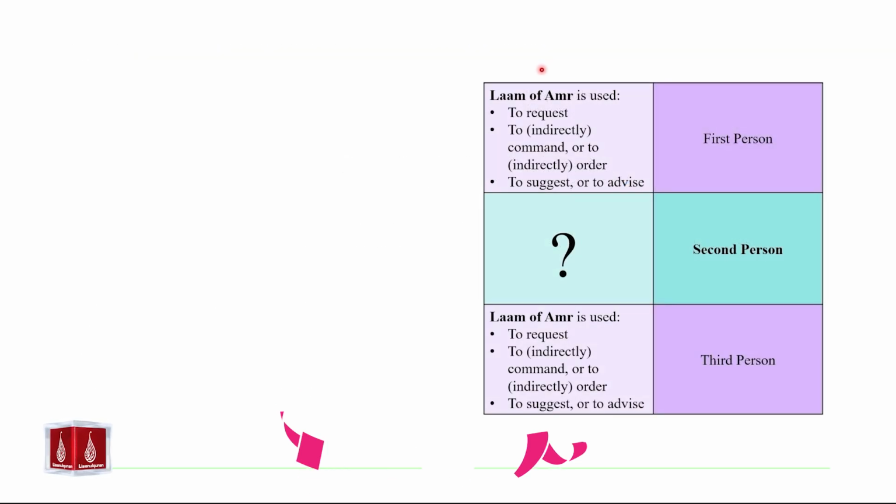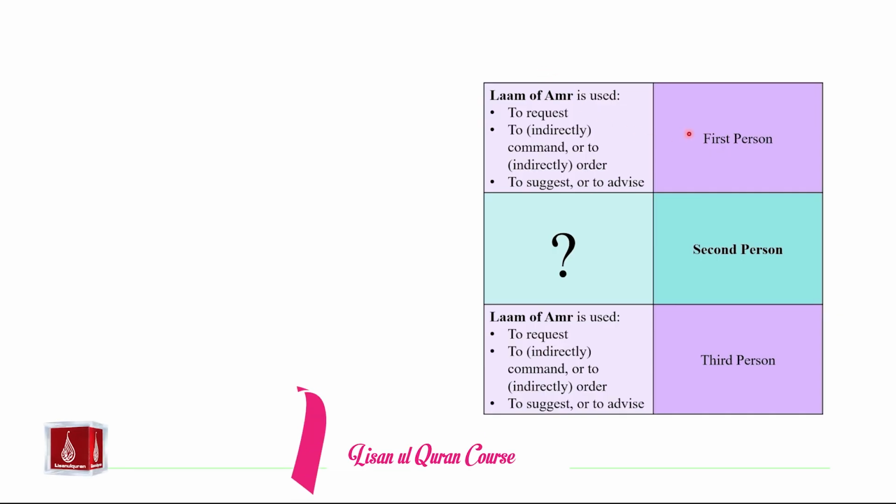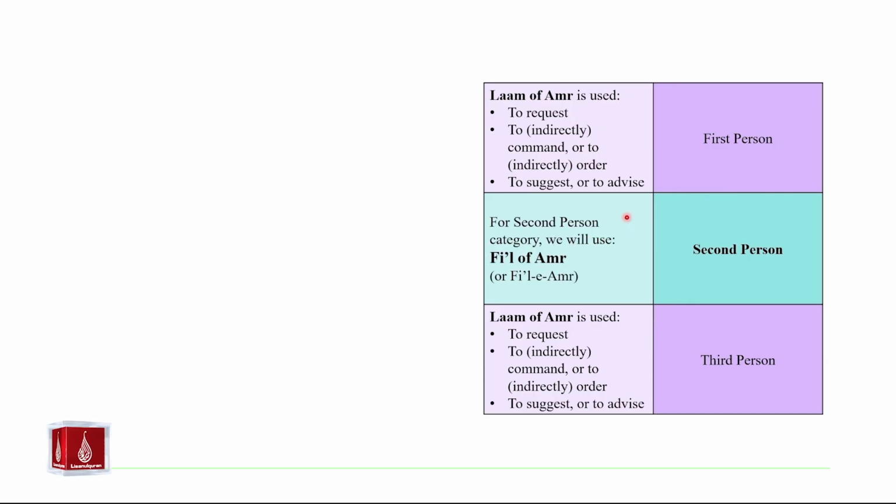To summarize, laam of Amr is used with the first person and with the third person. It is used to request, to indirectly command, or to indirectly order, or to advise or make a suggestion. So what do we do with the second person? In the case of second person, we will use fi'l of Amr or fi'l Amr.